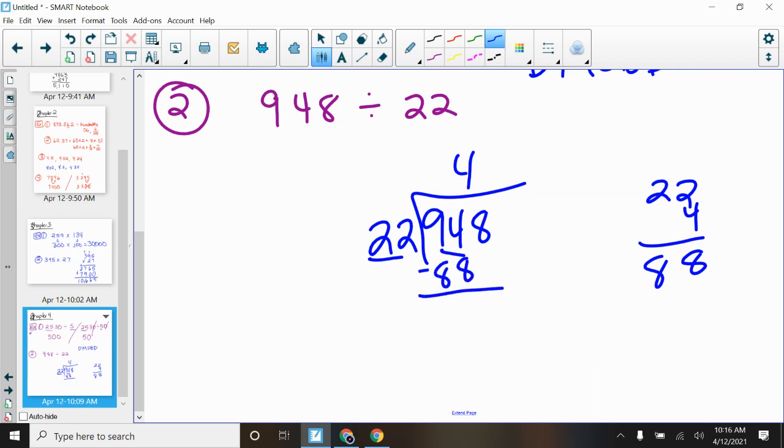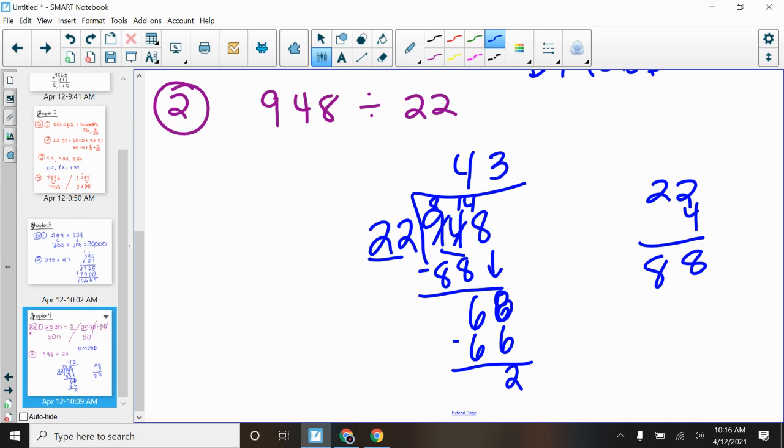It's time to subtract. I don't want to make any subtraction errors. 14 minus 8 is 6. 8 minus 8 is nothing. I'm not going to put my 0 there, but you can if you want. Then I have to bring down my next digit, which is an 8. So now I have to start all over. 22 goes into 68 about how many times? 3. 3 times 22 is 66. When you subtract, you're left with 2.